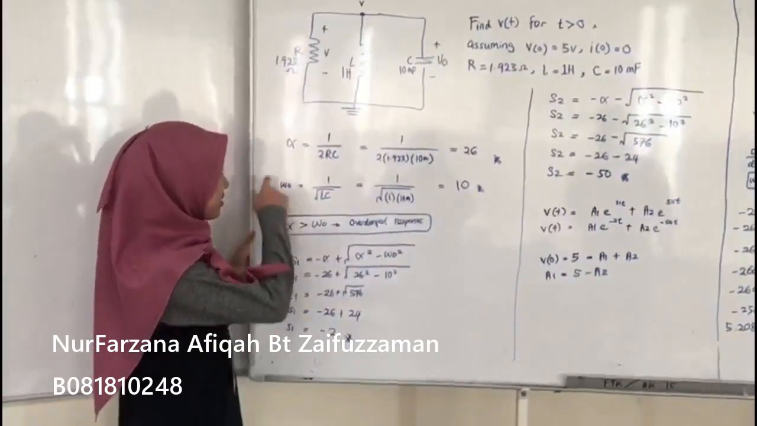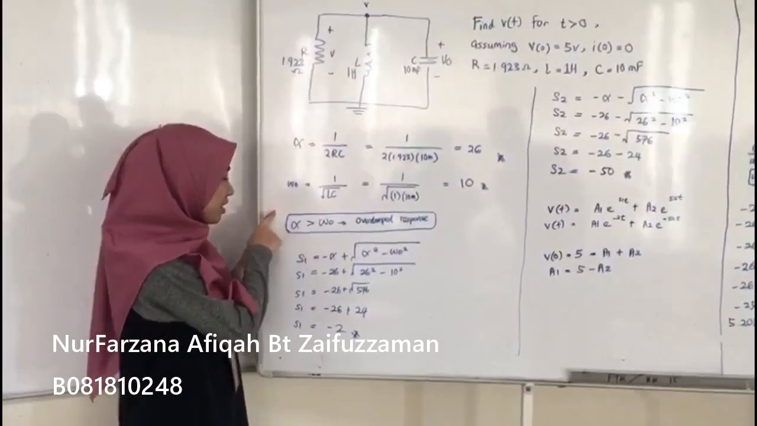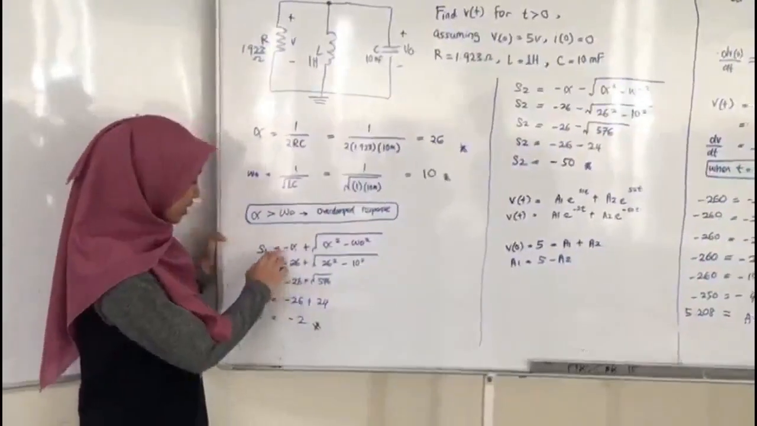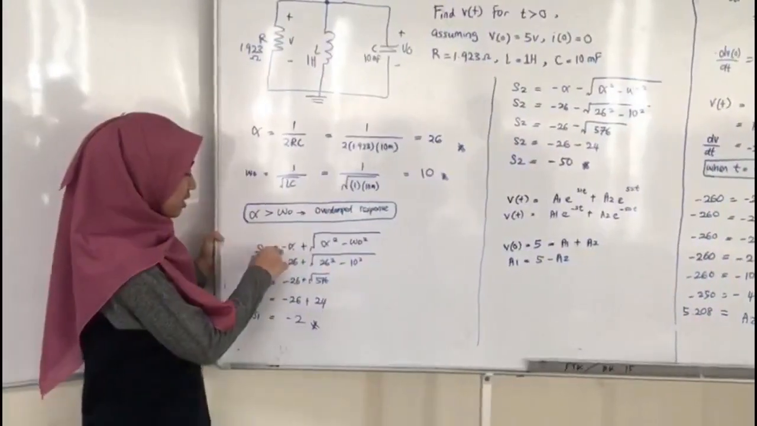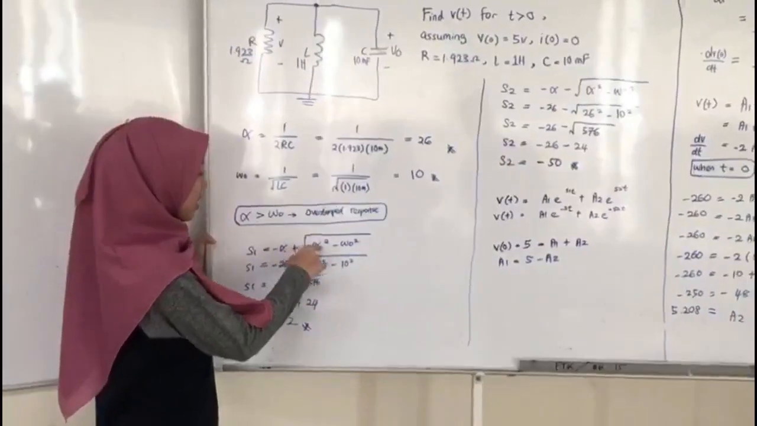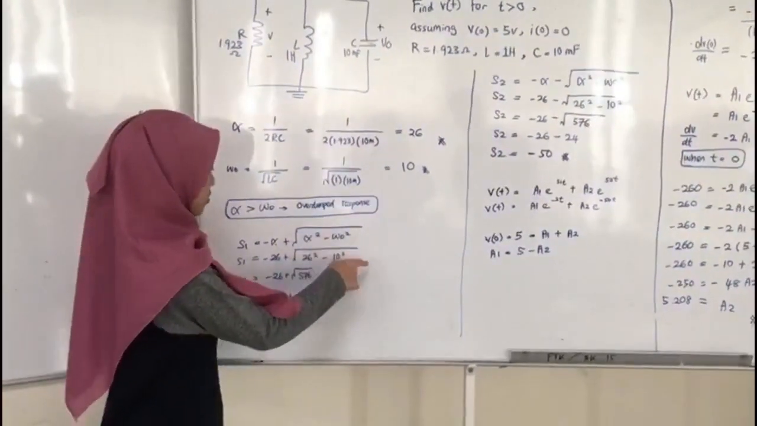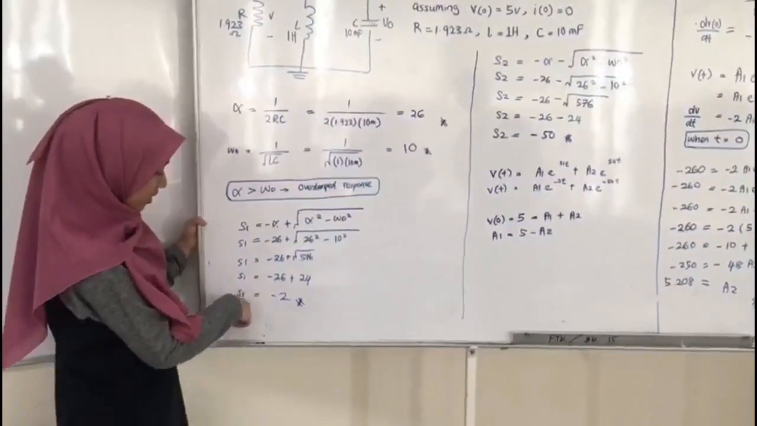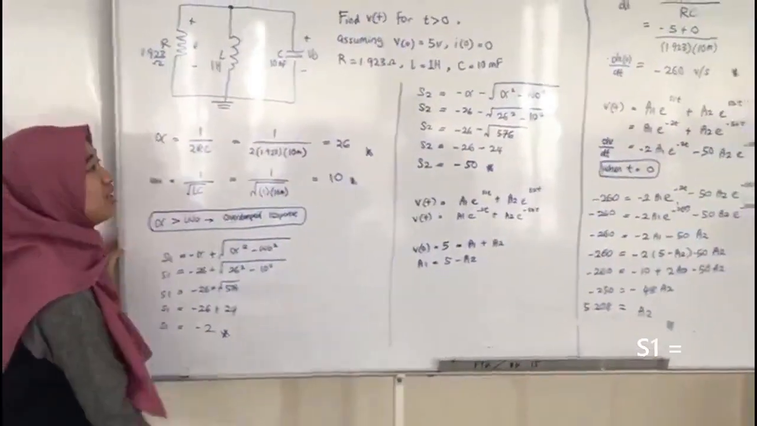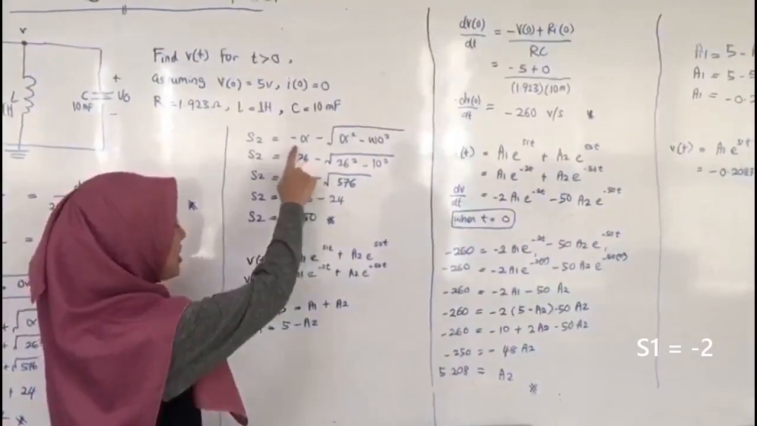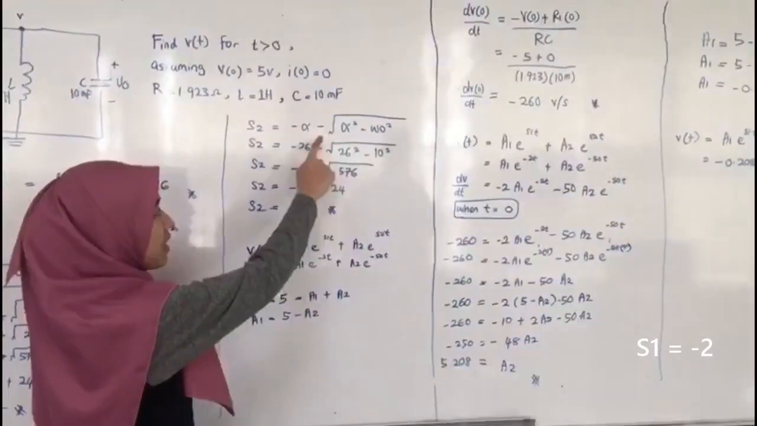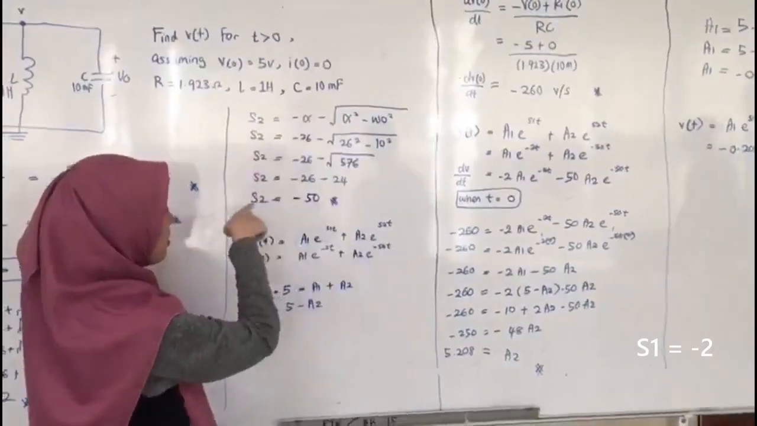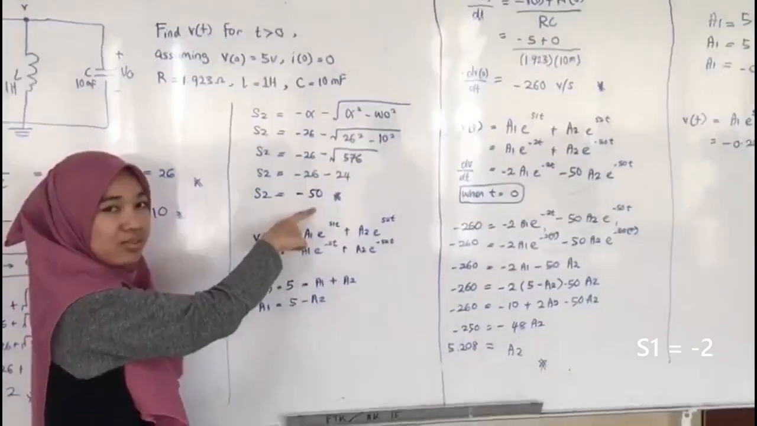Since we have the values of alpha and omega naught, we calculate S1 and S2. For S1, this is the formula: negative alpha plus square root of alpha squared minus omega naught squared. We put in the values and we get S1 is negative 2. For S2, this is the formula: negative alpha minus square root of alpha squared minus omega naught squared. We get the value for S2 is negative 50.